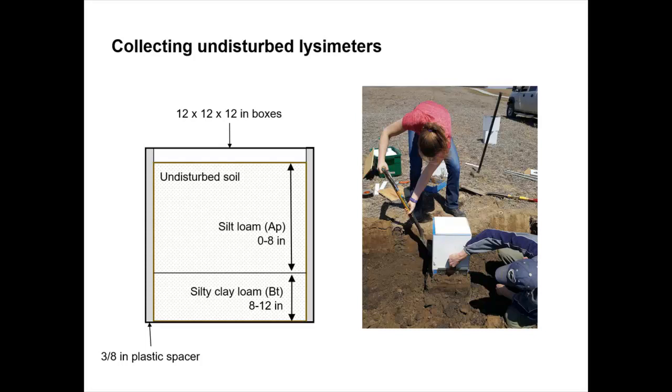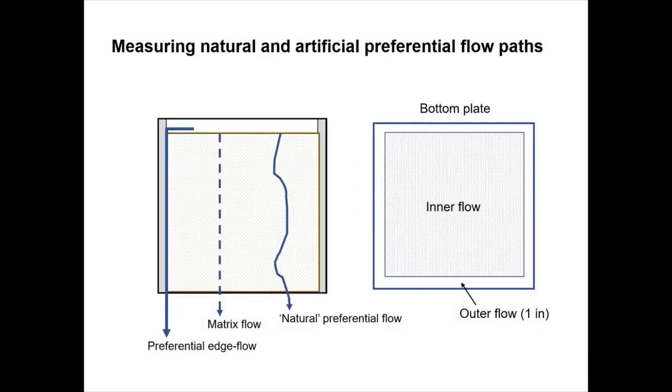We take a steel box, press it down into the ground, and bring that chunk of soil back to the lab. In this case, the boxes were a cubic foot in size, and the soils were a silt loam in the top 8 inches and silty clay loam in the 8 to 12 inch range. The unique feature about the boxes we made is that all around the inside side walls, there was a 3/8 inch plastic spacer lining the inside. The reason we included that spacer is because we wanted to create fake preferential flow pathways.